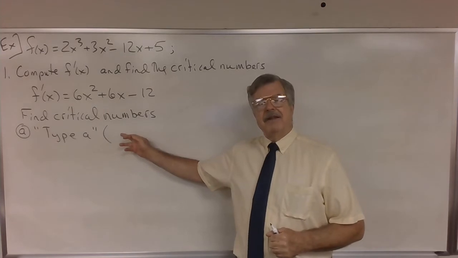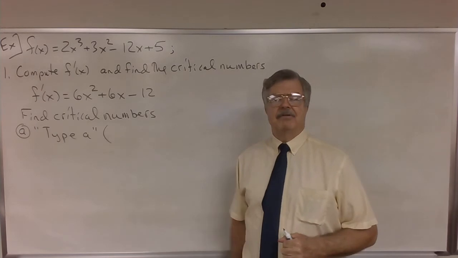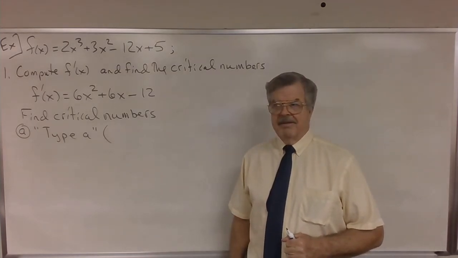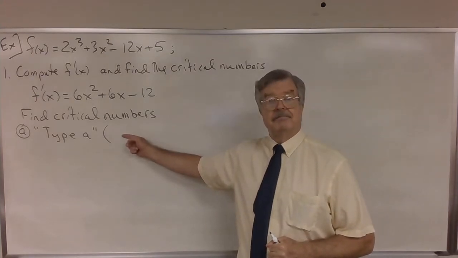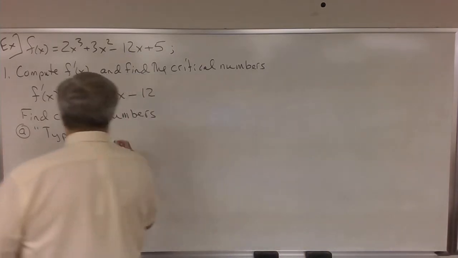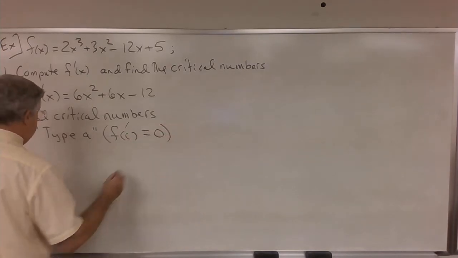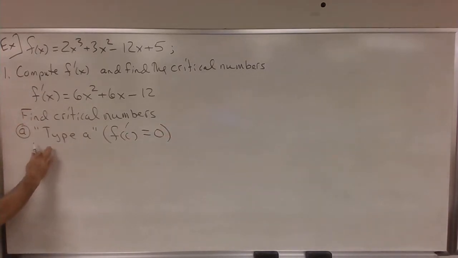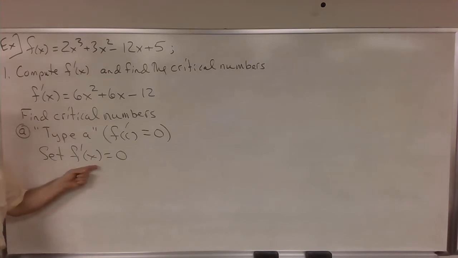What is the identifying characteristic of a type A critical number? If we have a type A critical number, then the derivative is 0 at that value of x, right? So the derivative is 0. To find the critical number, we set the derivative equal to 0, and we see what that forces x to be.